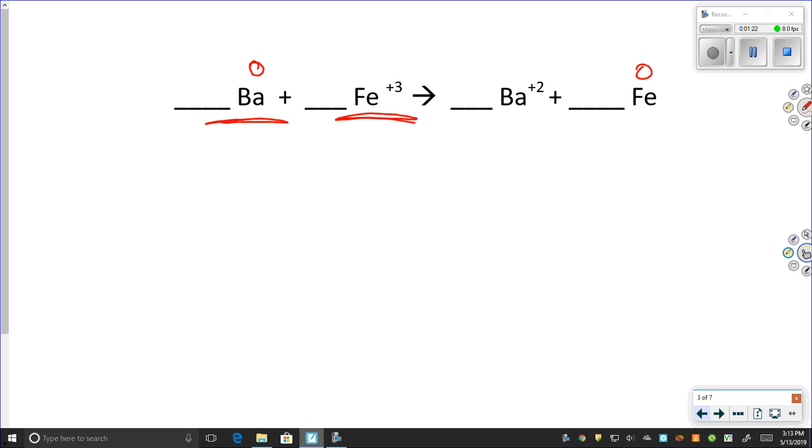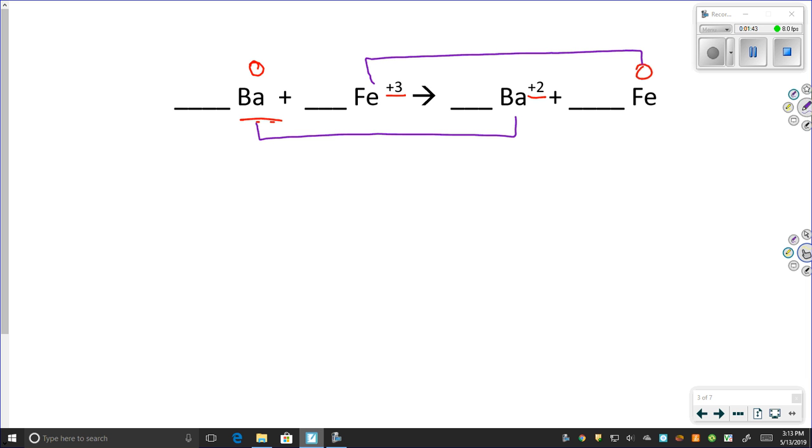So we're going to make sure we've got oxidation numbers assigned for everything. And we have our barium at 0, our iron at +3, our barium ion at +2, and our free state iron at 0. I'm going to go in and bracket these up, barium to barium and iron to iron. Now, why do I do that? It just helps me keep track of what is going where.